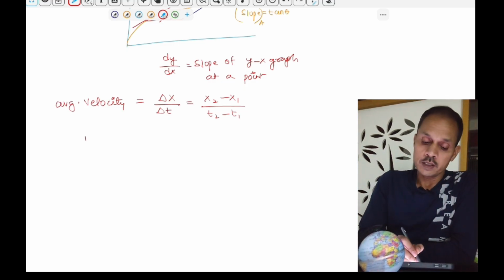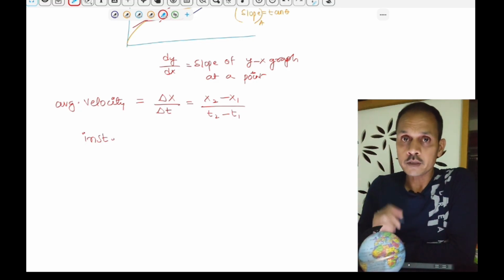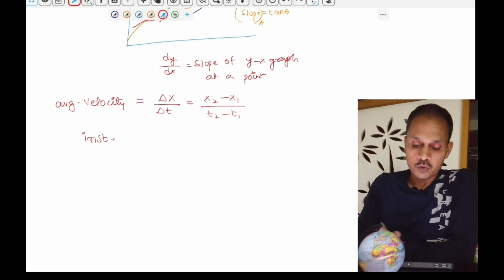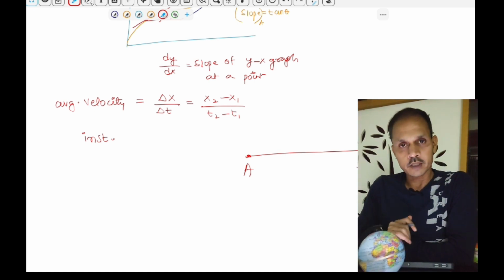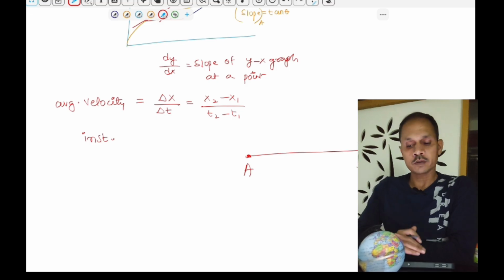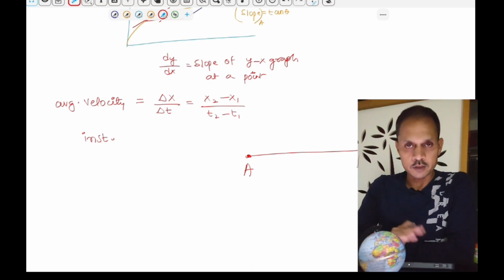How do you find instantaneous velocity? Velocity at a given point. Suppose you are going from town A to town B. Average velocity you can simply get by finding the total distance and total time taken. You got the average velocity. You get average speed also like that.